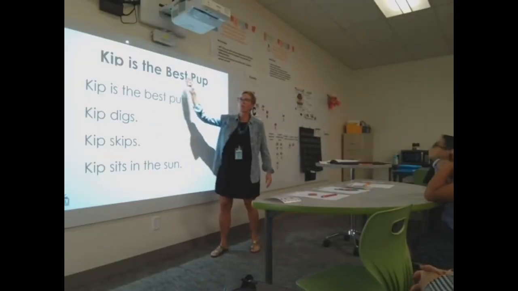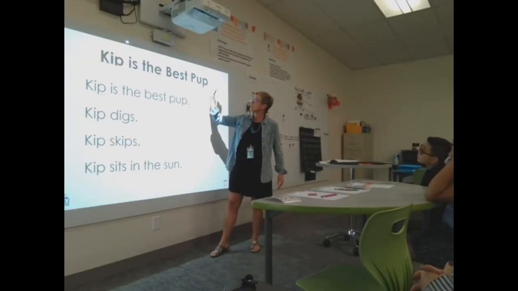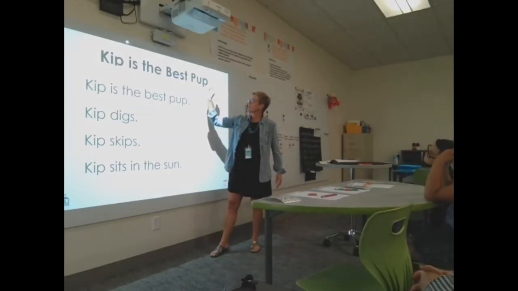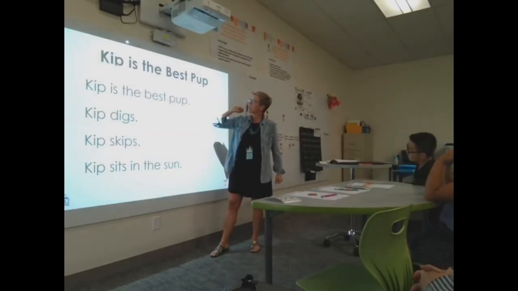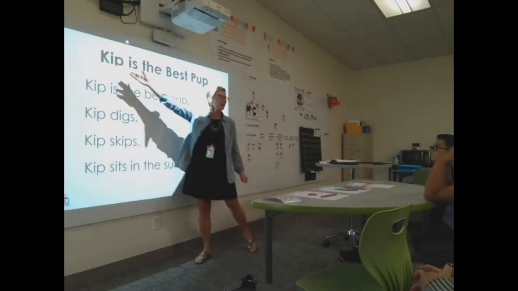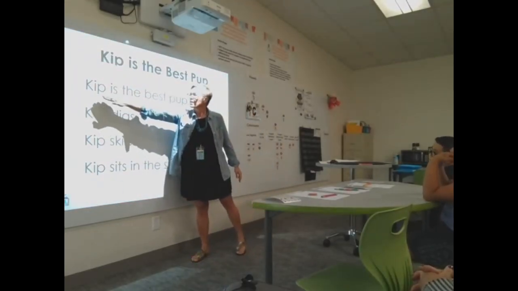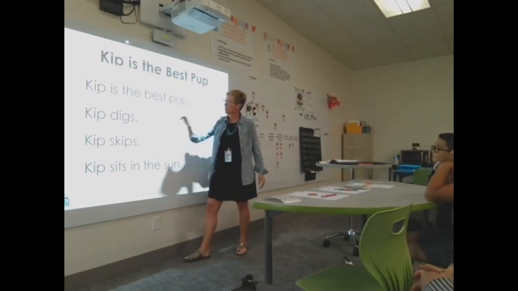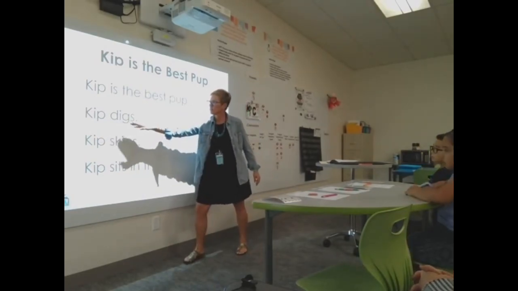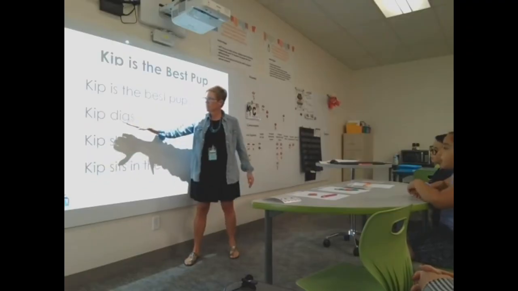What's the name of our story? Read it in your brains. RJ, what's our story called? Kip is the best pup. There's that character again, Kip. Kip is the best pup. Okay, let's read this together. Here we go. Kip is the best pup. Kip. What's his name? Kip. Digs.